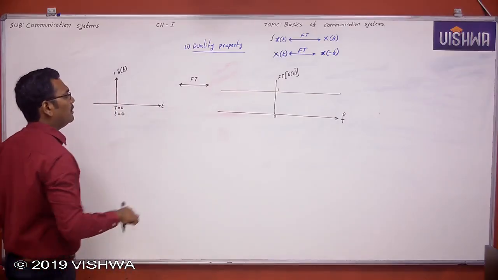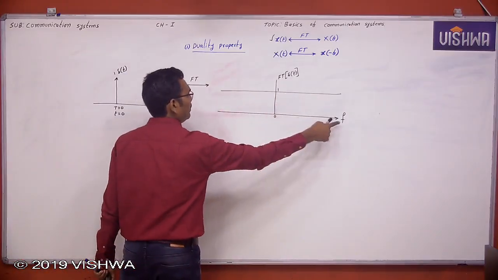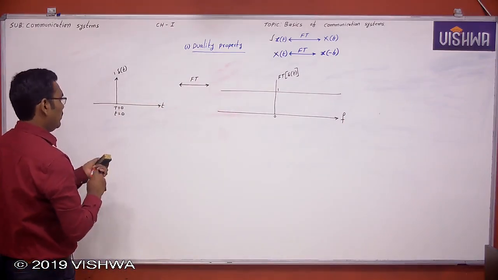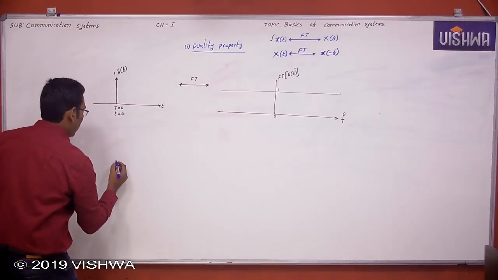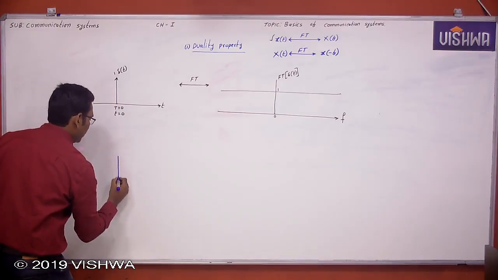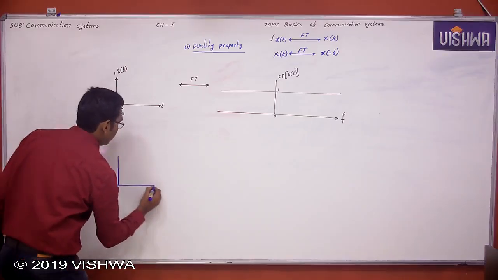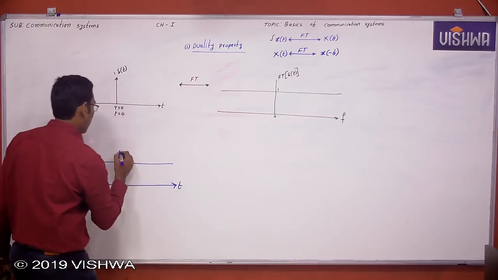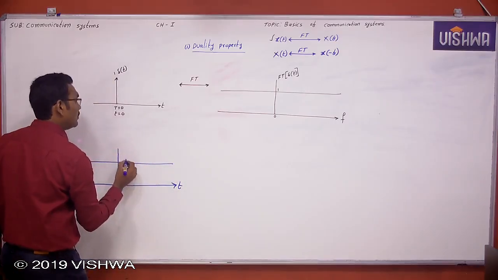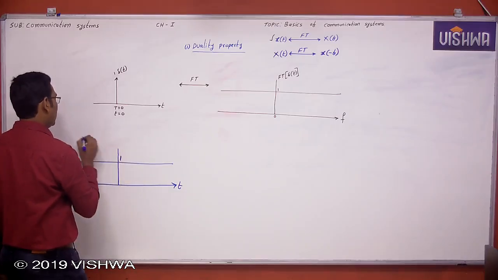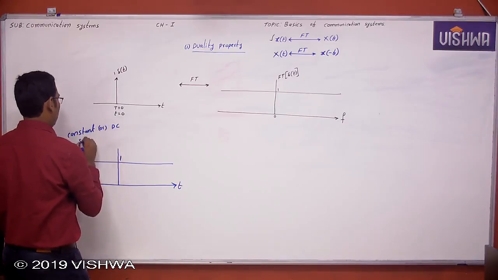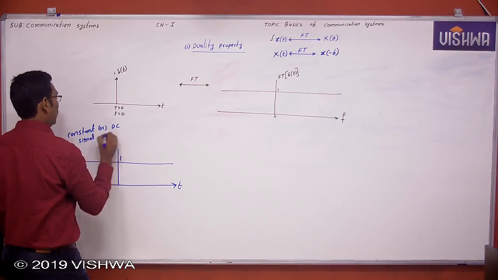Capital X of t means this is the same signal, but in which domain? Time domain. The same signal is nothing but now a constant signal. Am I not? The same signal is nothing but a constant signal. Now this is a DC signal, a constant signal, or a DC signal.